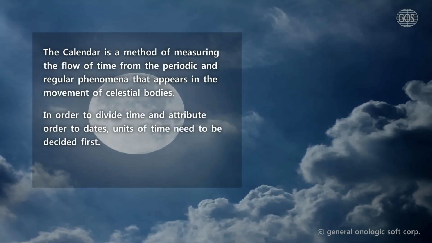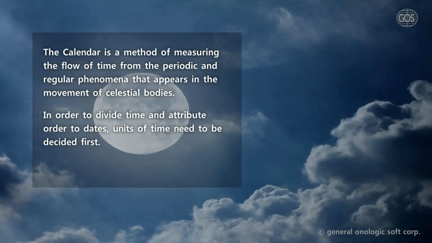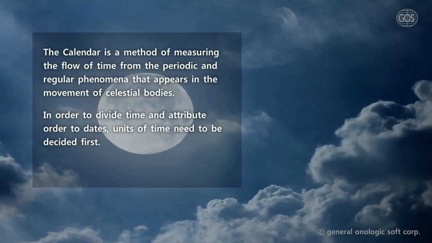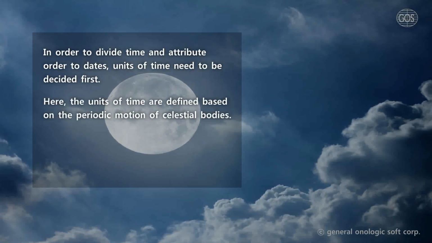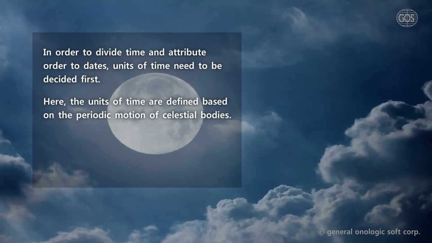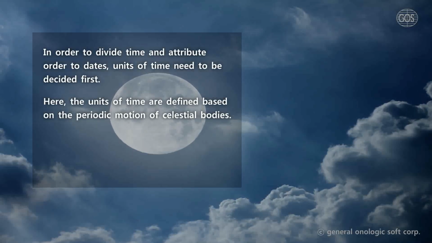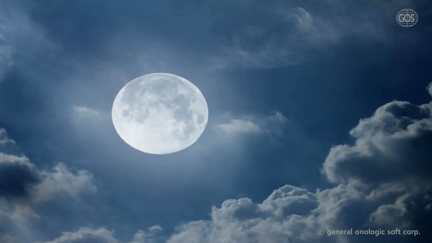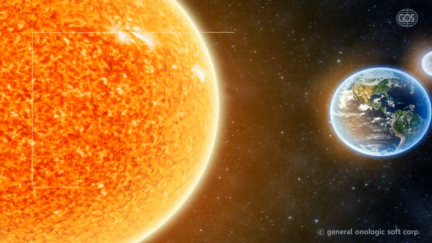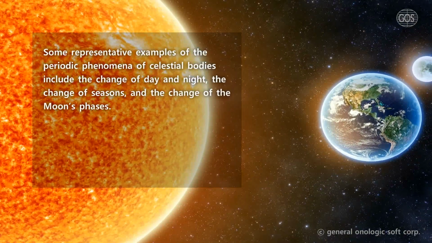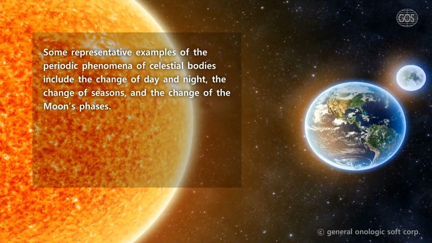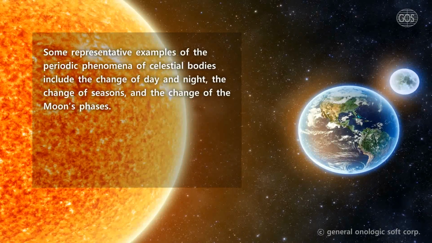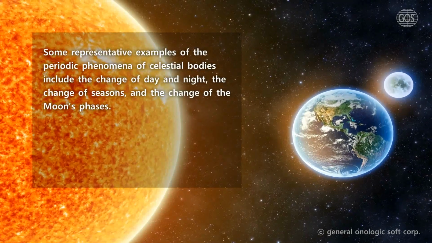In order to divide time and attribute order to dates, units of time need to be decided first. Here, the units of time are defined based on the periodic motion of celestial bodies. Some representative examples of the periodic phenomena of celestial bodies include the change of day and night, the change of seasons, and the change of the moon's phases.